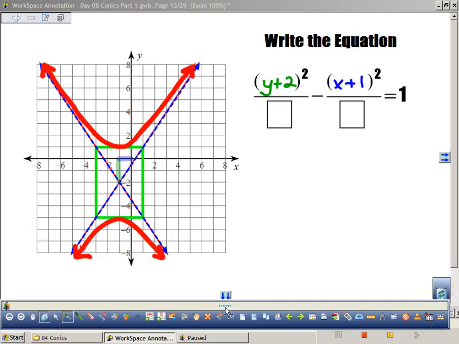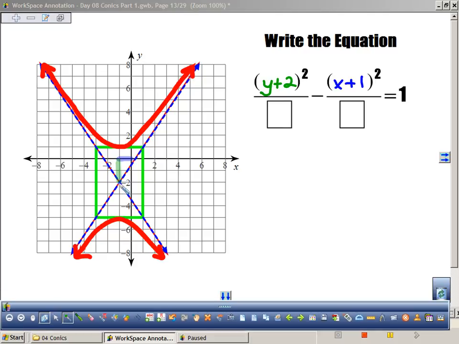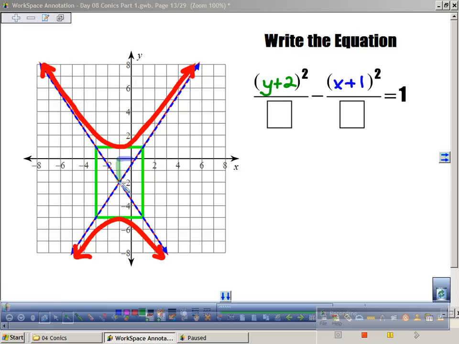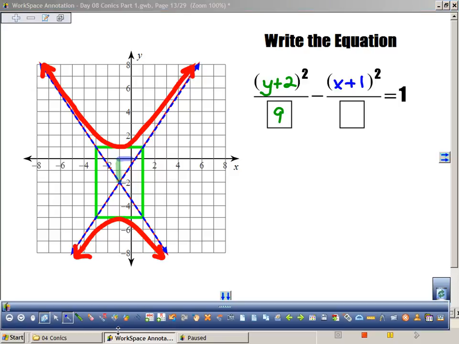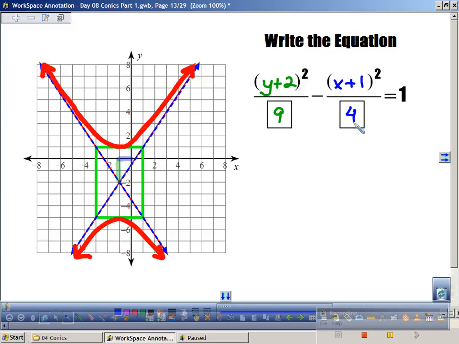Now let's look at our slope box. Now here is the center, right? The center of my graph. How far am I going up to my branch? 1, 2, 3. This is going to be 9. And I'm going out to get to my slope box? 2. So this is going to be 2 squared or 4. All right.